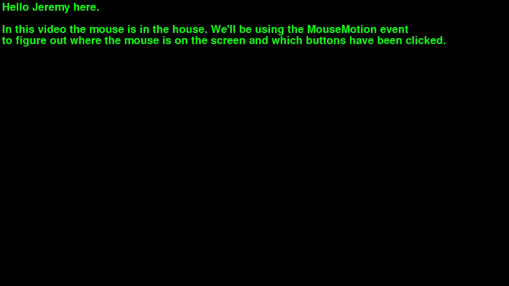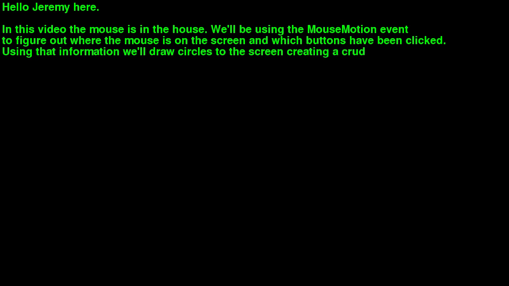Hello, Jeremy here. In this video, the mouse is in the house. We'll be using the mouse motion event to figure out where the mouse is on the screen and which buttons have been clicked. Using that information, we'll draw circles to the screen, creating a crude drawing program.